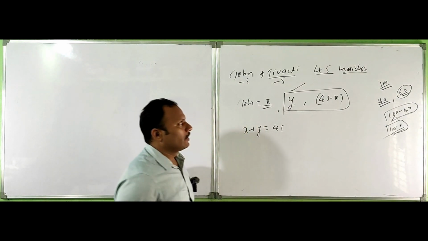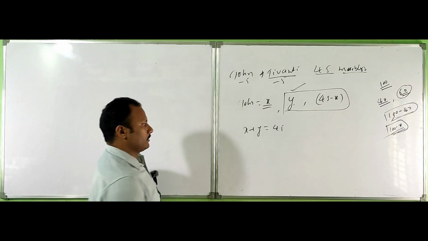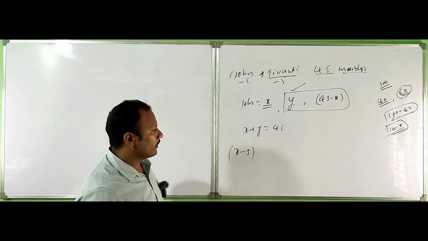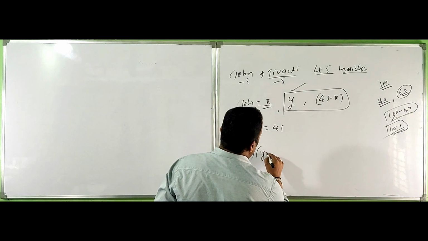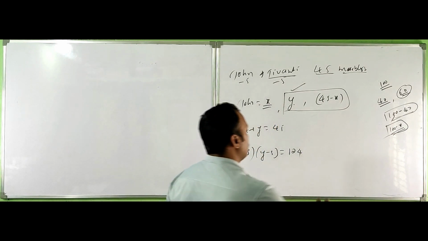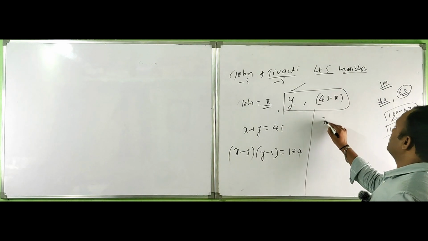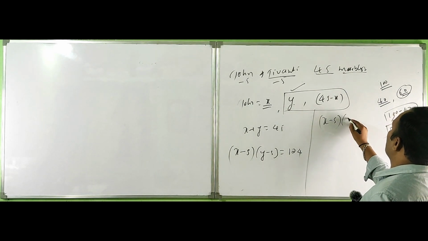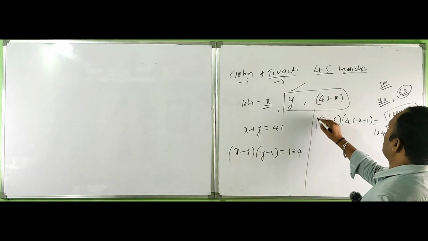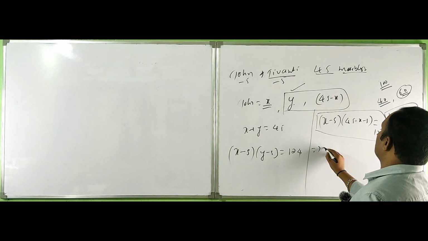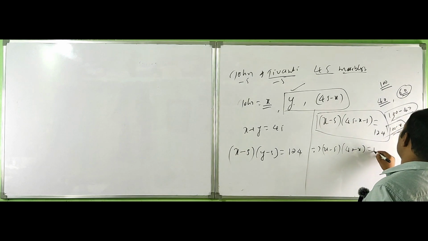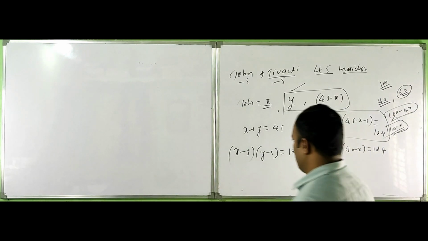Both have marbles, and later they lost 5 marbles each, and the product is 124. So x minus 5 times y minus 5 is equal to 124. This is also right: x minus 5 times 45 minus x minus 5 is equal to 124. Here also it comes, okay.